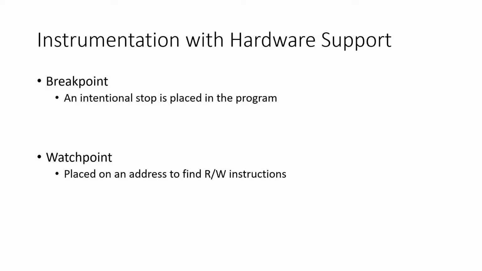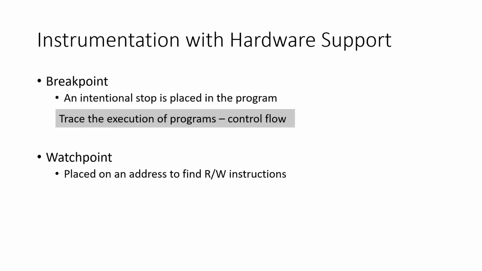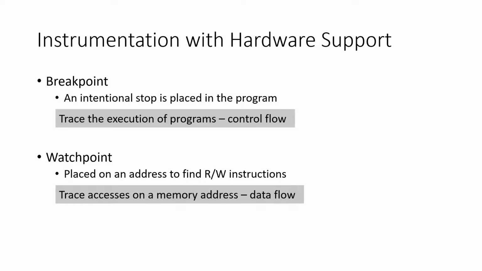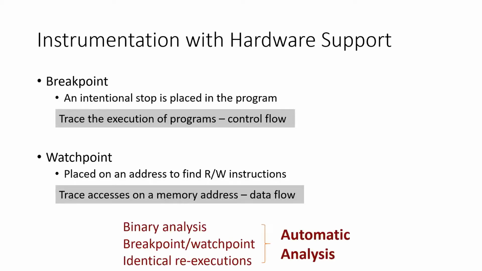Vultr does not modify the binary code. It relies on hardware to instrument the program. Breakpoint is used to collect partial control flow information, while watchpoint is used to collect data flow information. All this process is automatic.